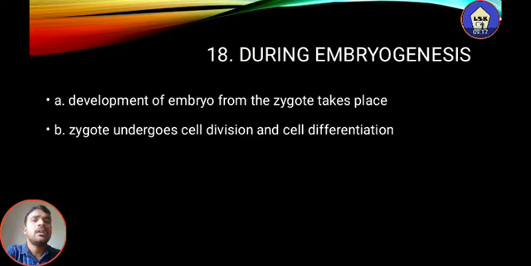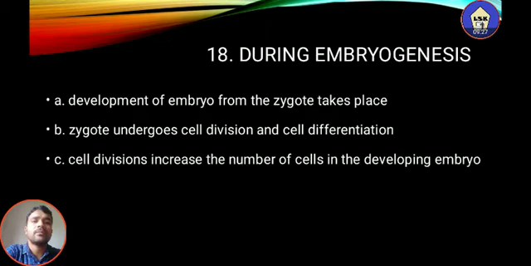See option B. Zygote undergoes cell division and cell differentiation. This is also true. During embryogenesis, the zygote undergoes cell division and cell differentiation. Statement C. Cell division increases the number of cells in the developing embryo. Of course, cell division leads to an increase in the number of cells. So that is also right. So the answer should be option D, all these. So question number 18, the answer is option D.